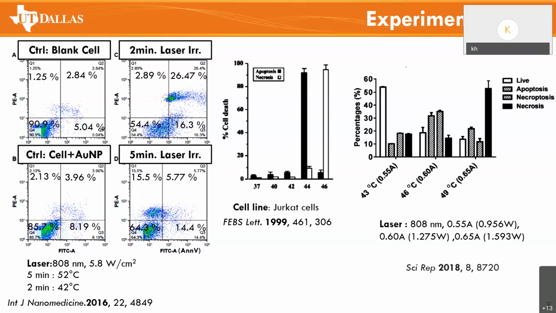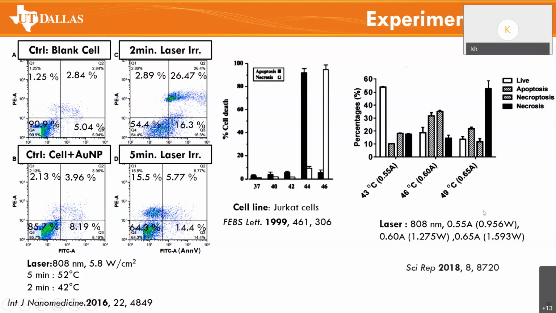Another example is here, where there was not any laser radiation or photothermal conversion agent. They just checked the effect of heat on the cells. And they found that at temperatures greater than 42 degrees Celsius, cells are dying. Following heat shock at 44 degrees Celsius, you can see most cells underwent apoptotic cell death, but at 46 degrees Celsius, the cells were necrotic. So that was another example.